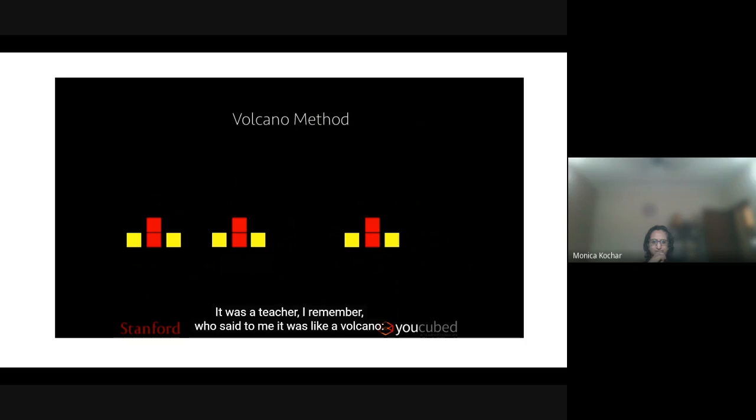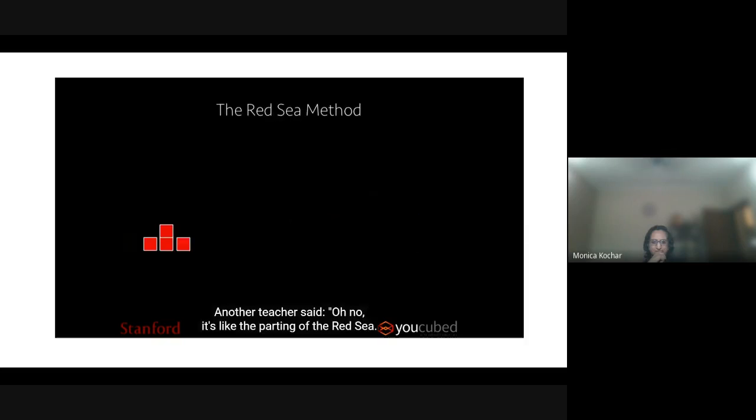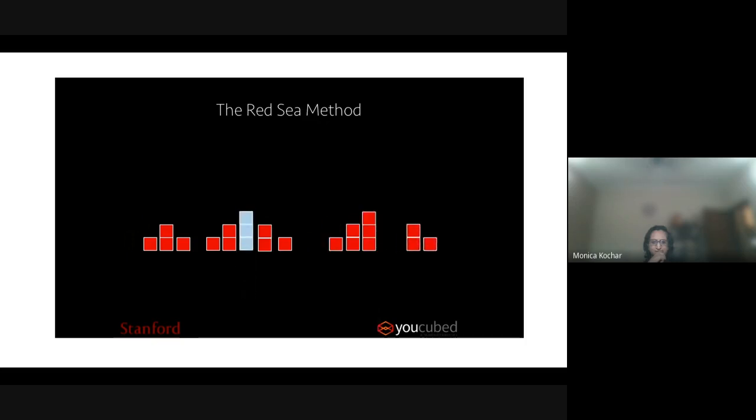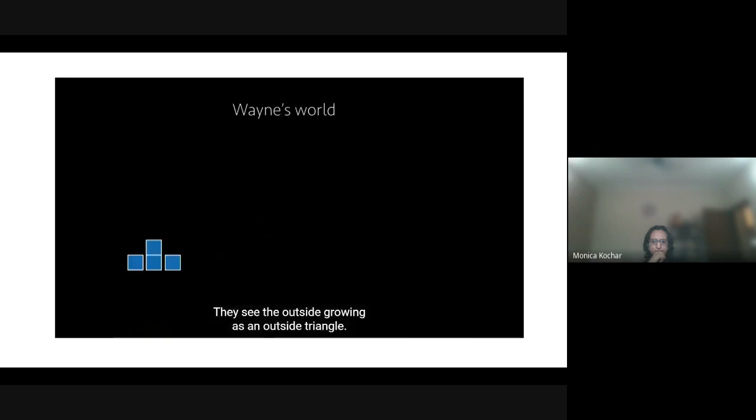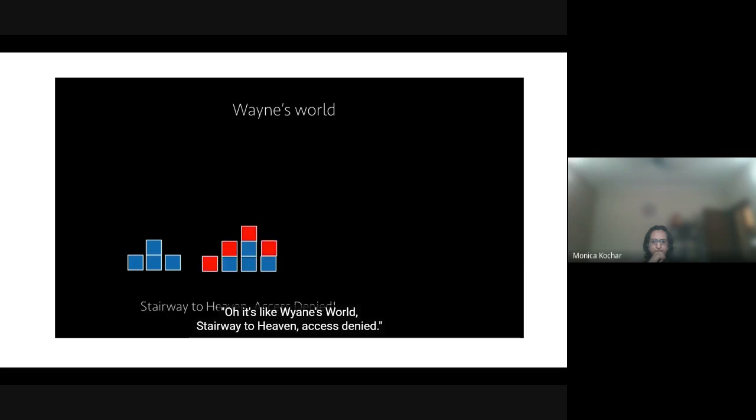It was a teacher, I remember, who said to me, it was like a volcano. The center goes up, and then the lava comes out. It was another teacher who said, oh no, it's like the parting of the Red Sea. The shape separates, and there's a duplication with an extra center. And I remember this one as well. Some people see it as triangles. They see the outside growing as an outside triangle. And then it was a teacher in New Mexico who said to me, oh, it's like Wayne's World. Stairway to heaven, access denied.